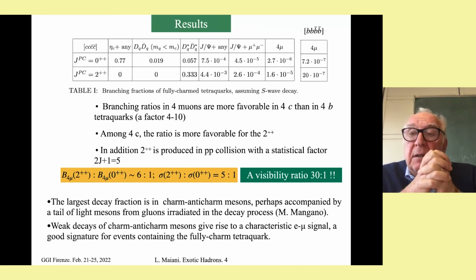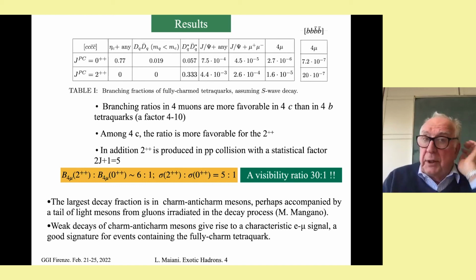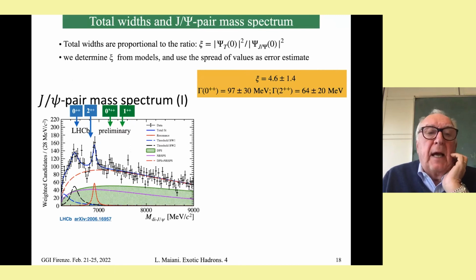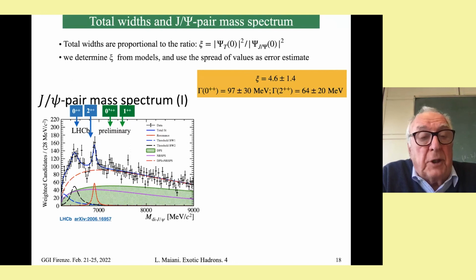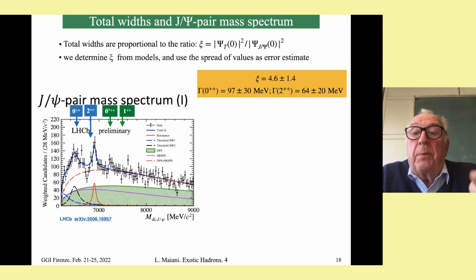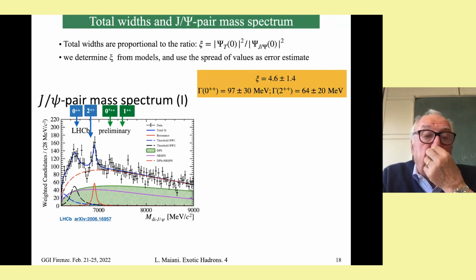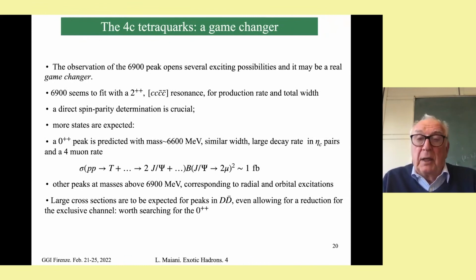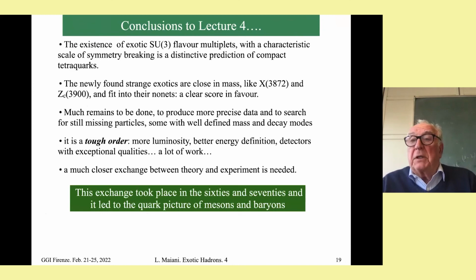I don't want to go more into detail of that, but I will simply go now to the conclusion. This is what I was saying. We could imagine that the big peak is the 2++, and the 0++ is the small kink that is below that. We can compute the total widths, which are reasonably in agreement with what is seen there. And of course, the real point will be to compute spin parity of these states and start making quantitative estimates of the mass spectrum.